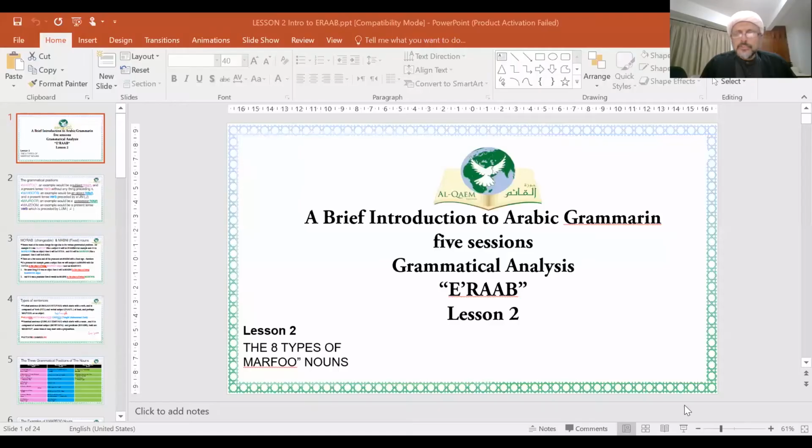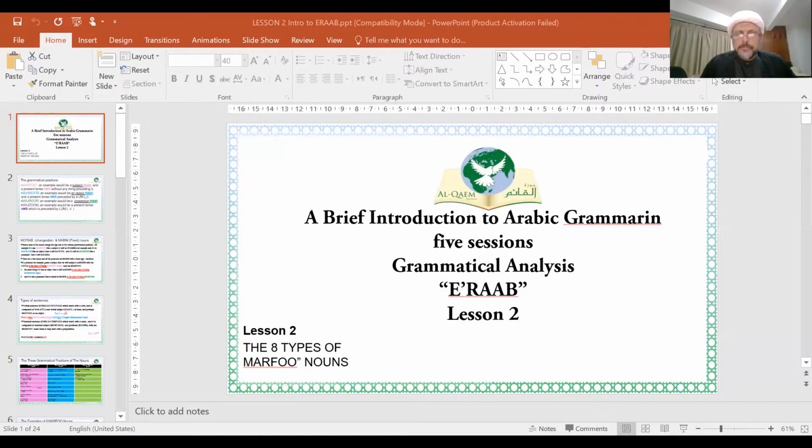Assalamu alaikum, my beloved sons and daughters, wa rahmatullahi wa barakatuh. Inshallah, we are going to do lesson 2 from Learn Arabic Grammar or Grammatical Analysis or Syntax in 5 sessions. So this is our second session, and let us go back to our slides so that we can see what we can start from today.